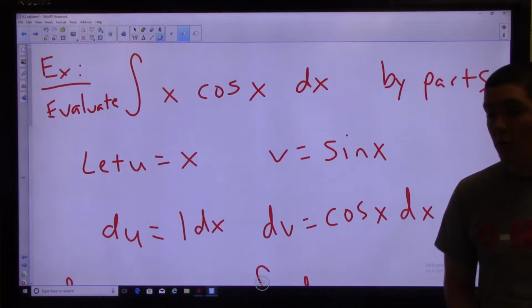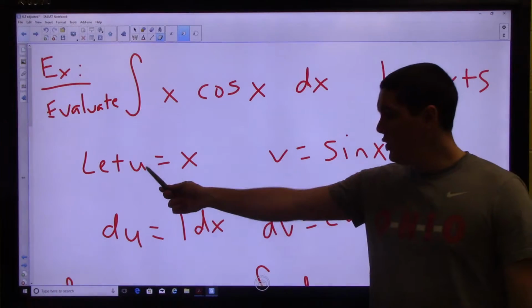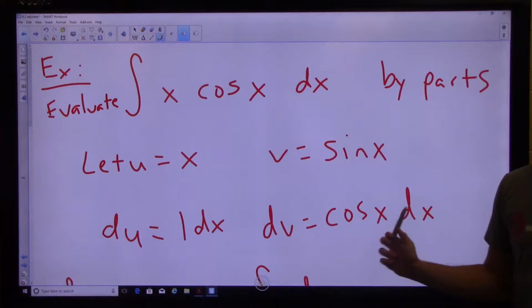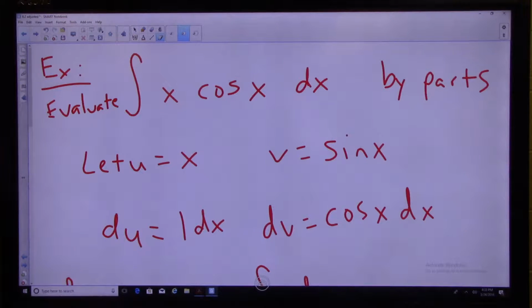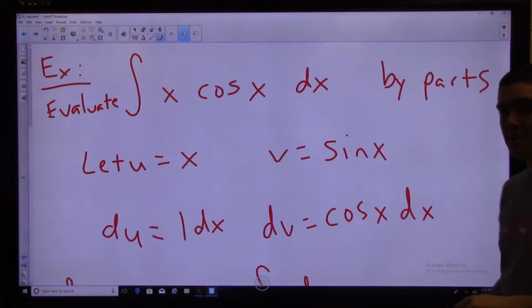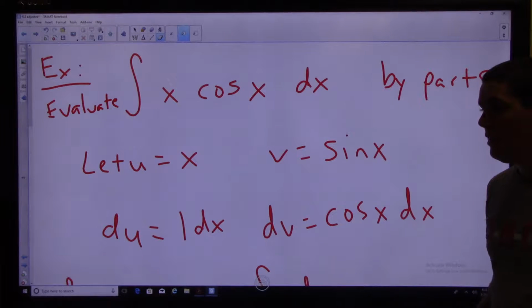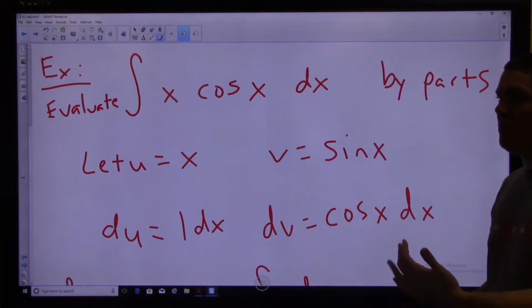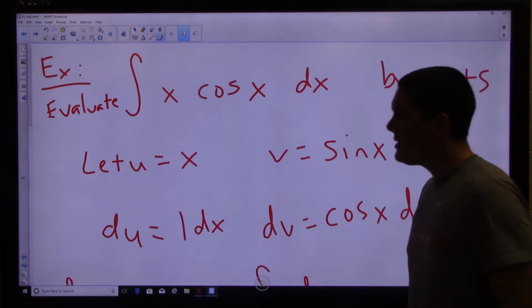Now, the other question I was thinking you might be asking is, why do we let u equal x in this case, and why do we let dv equal cosine x dx? That's what I wanted to talk about in this video. I'm going to have some things for you to write down, and we're going to talk about a hierarchy of what to let u equal. What should be the first thing to look for when we're letting u equal something? So let's get this started.